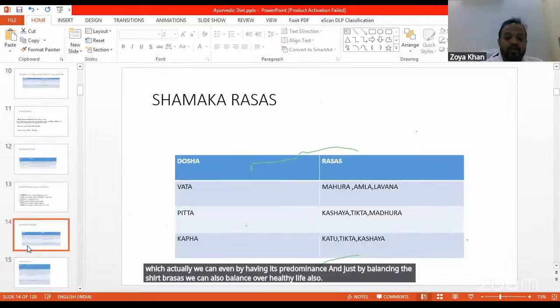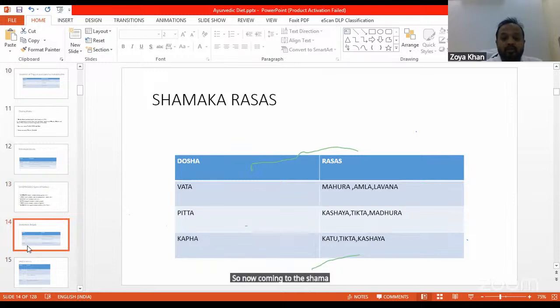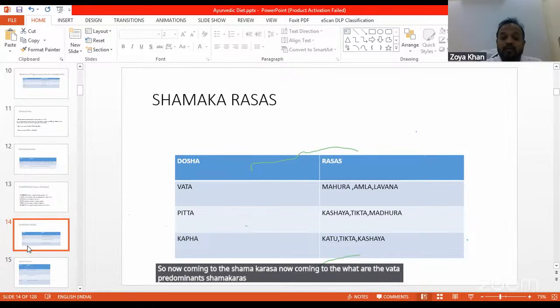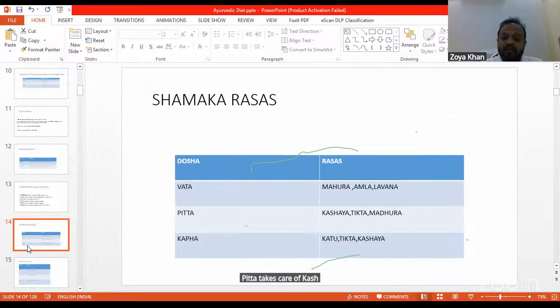So now coming to the shamaka rasa. What are the shamaka rasas for each dosha? Vata is taken care of by madhura, amla, lavana. Pitta is taken care of by kashaya, tikta, madhura. Kapha is taken care of by katu, tikta, kashaya.